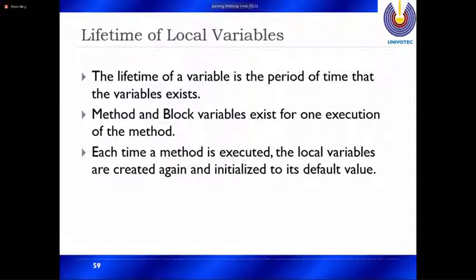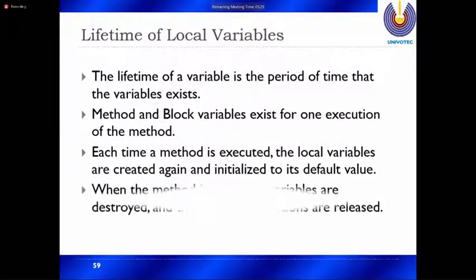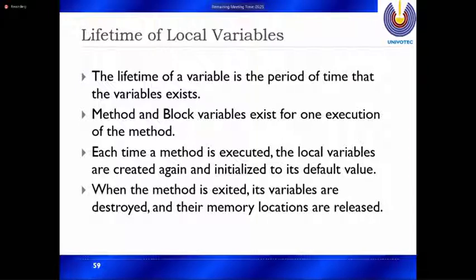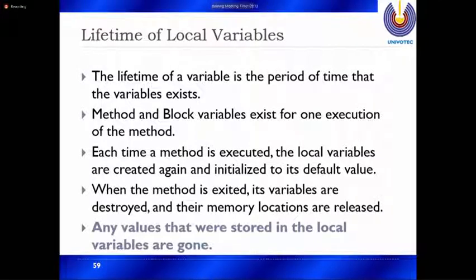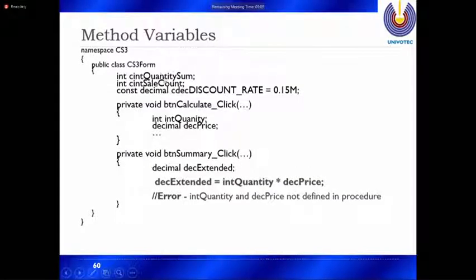Each time a method is executed, the local variables are created again and initialized to the default value. When the method exits, the variables are destroyed and their memory locations are released. Any values that were stored in the local variable are lost. Now you can see here, under the button method, int quantity is the local variable. Only we can use it in here. Can't use it for the other.